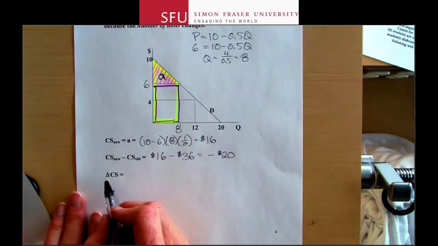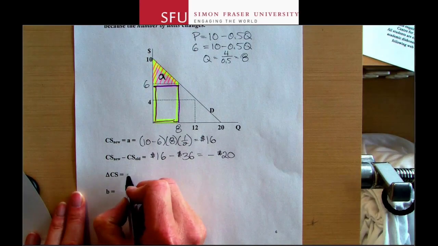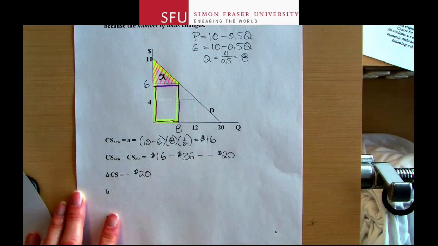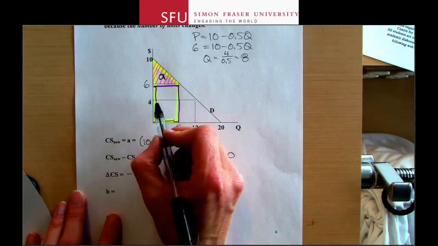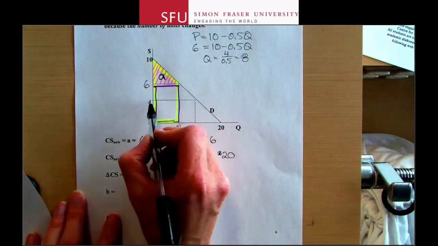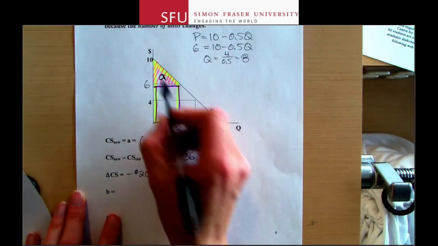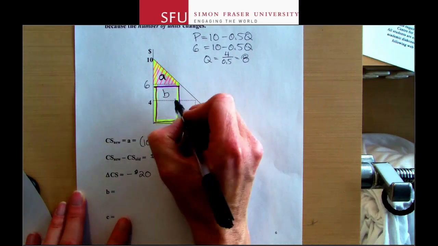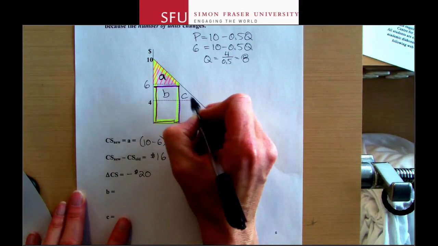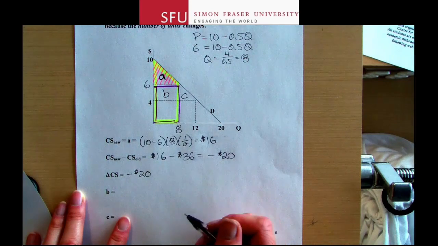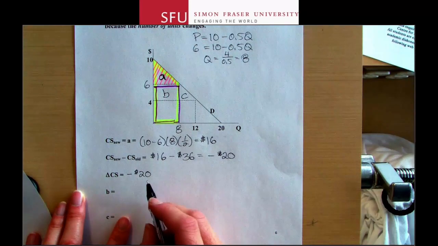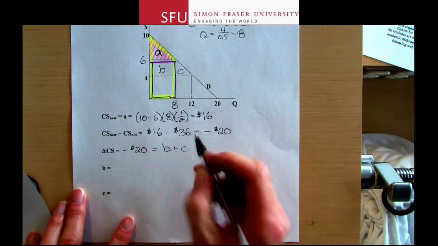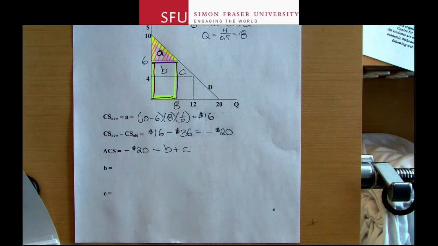Okay, so delta CS is the minus $20. And the area that is equal to this $20 is the difference between what their surplus was before, which was this bigger triangle down to here, and the new little one. So I'm going to add some letters here. So B will be this rectangular area, and C, the triangle area. So the minus 20 is the B and C. So the B and C area is equal to $20.